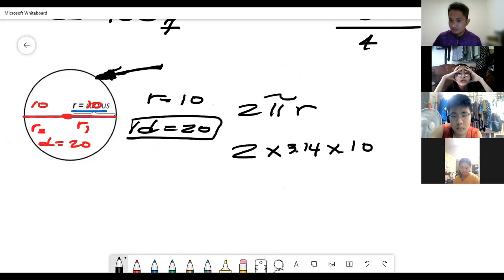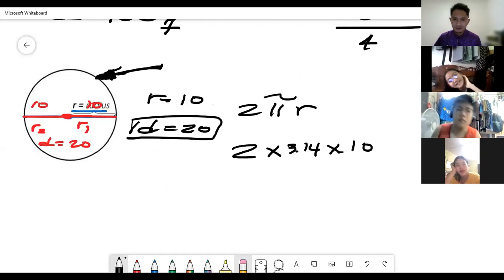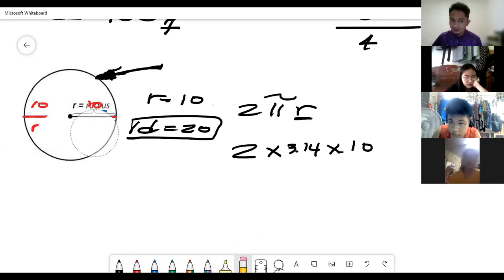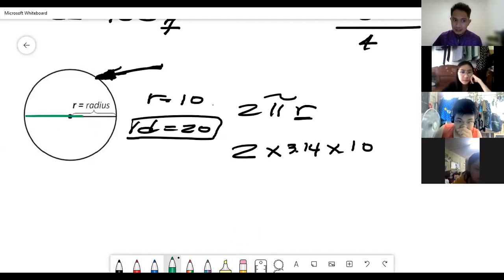Teacher, why times 10? Because it is the radius, R. We did not use 20 because 20 is a diameter. Look at the drawing. It says there, diameter is 20.